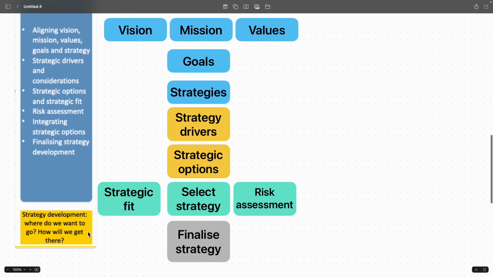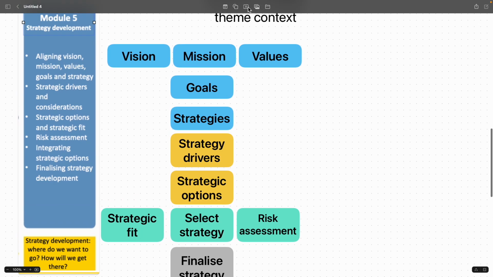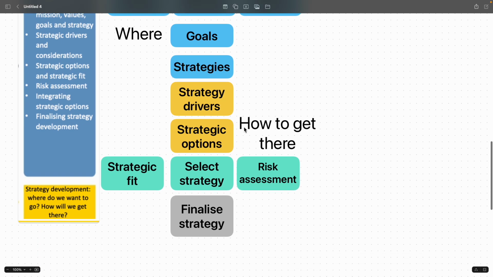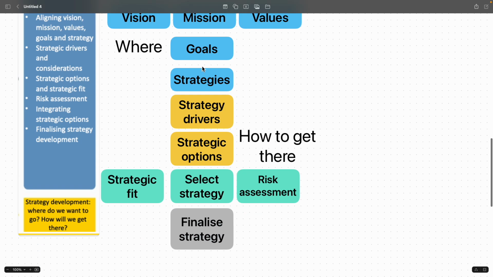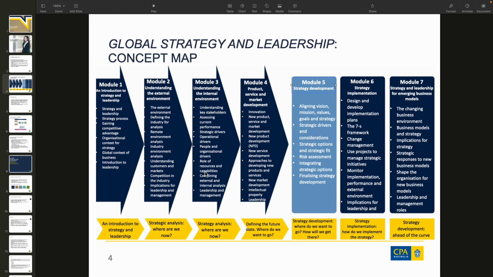So strategic development is where do we want to go and how will we get there? Where, okay, this is the where part of it. That's the where part of it, okay? And this is the, does that make sense? How to get there goes to the side. Clear? So strategic option is how to get there. This is where we want to be. Then how to get there is all of this really. Clear? Okay, now moving on.